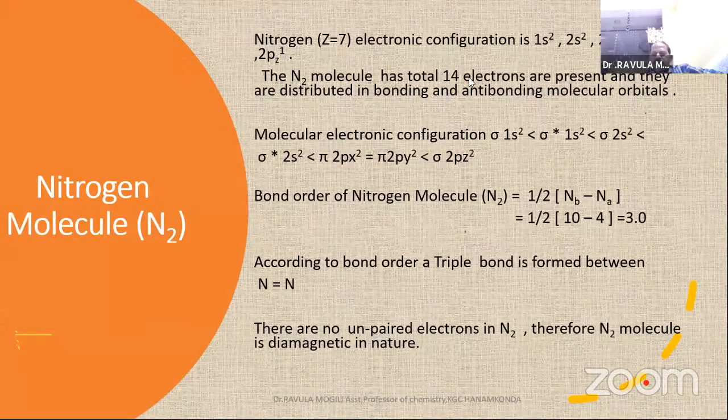So these 14 electrons are written as sigma 1s2, sigma star 1s2, sigma 2s2, sigma star 2s2, then pi 2px2 equal to pi 2py2, then sigma 2pz2. So here bond order, bonding electrons 2, 4, 6, 6 here plus 2, so 6 plus 2, 8.